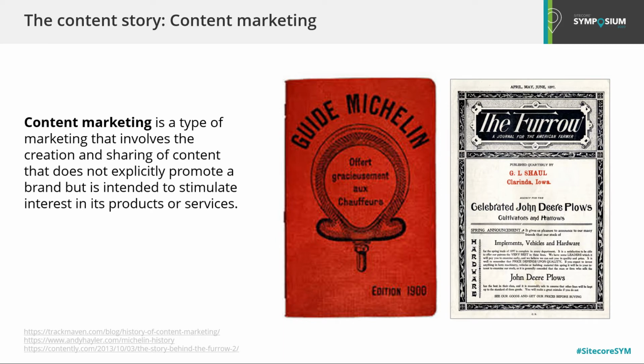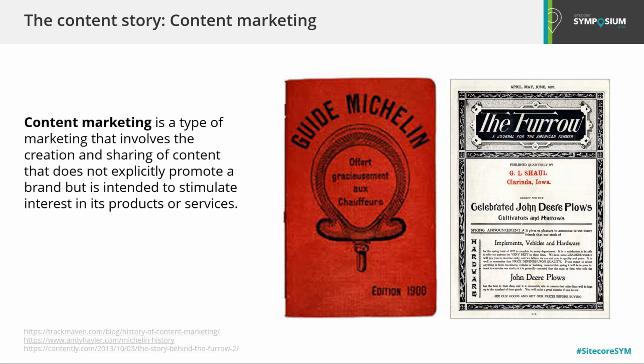What is content marketing anyway? Well, content marketing is the type of marketing that is concerned with creating and sharing content that doesn't explicitly focus or advertise a particular brand, but rather stimulates interest and demand for that brand's products or services.